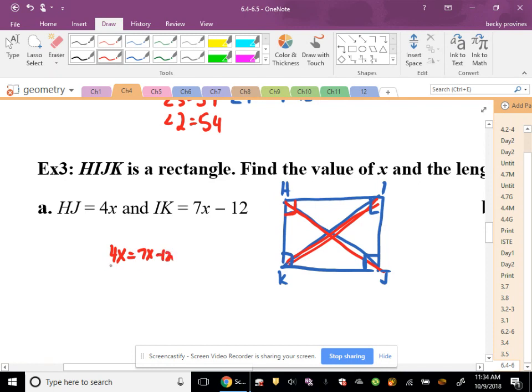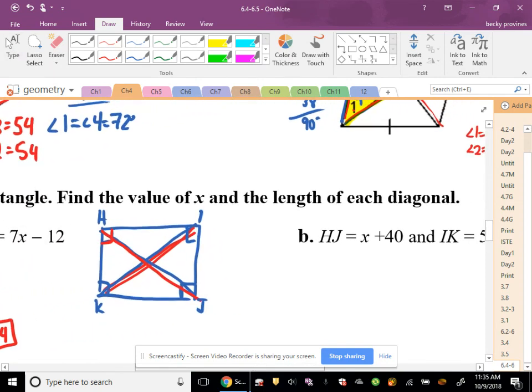Now normally I would take the 4x over to the right, but since the 4x is over here by itself, I'm going to actually go against what I normally do and subtract the 7x and get a negative 3x equals a negative 12. And then divide by negative 3, and a negative over a negative is a positive.